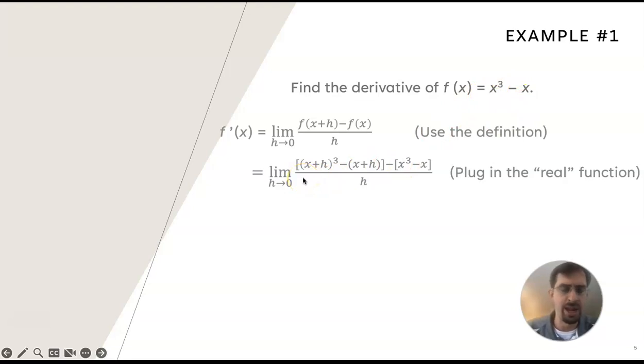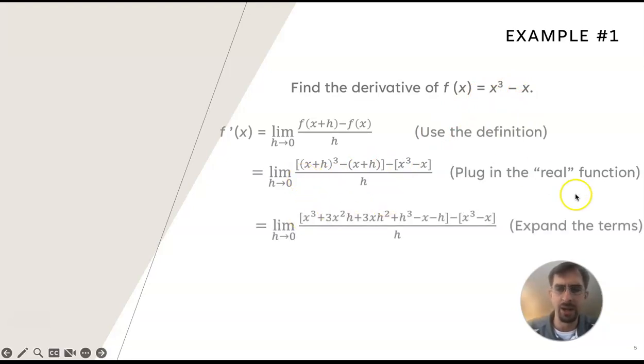Now you'll notice there's a lot of algebra going on here, so we could expand our terms. X plus h cubed expands out when you work it out to x cubed plus 3x squared h plus 3xh squared plus h cubed, and then when I distribute my negative, I get a minus x minus h, and then all minus x cubed minus x. And all of that is over h. So it looks like a mouthful, but basically all we did was we expanded our terms here.